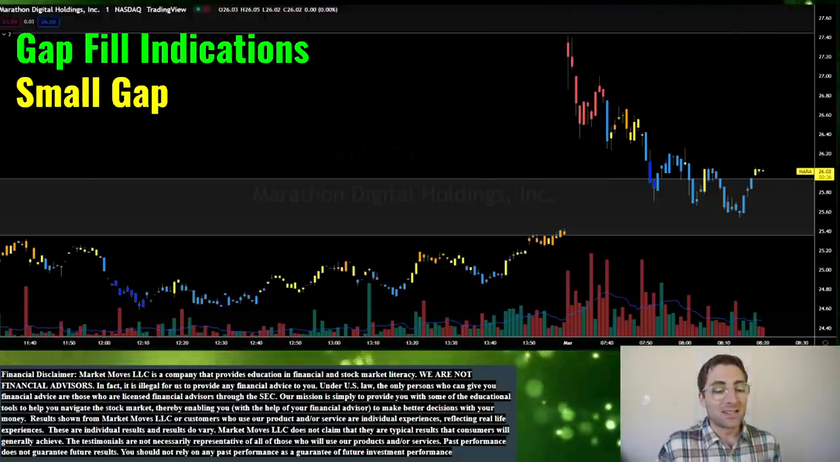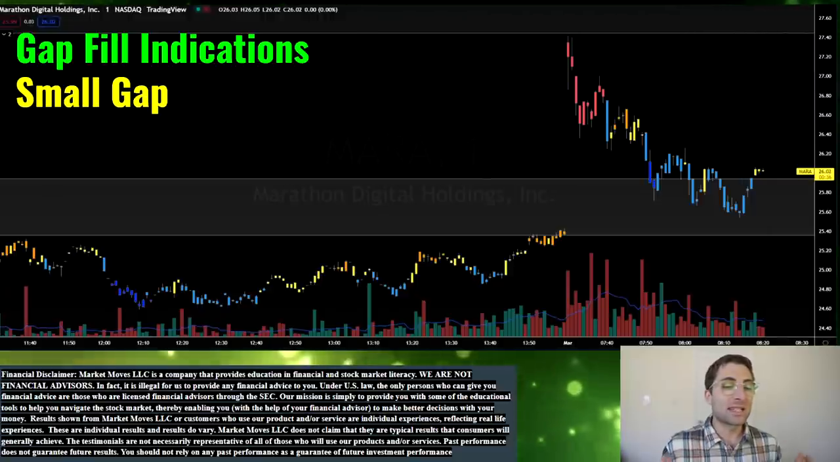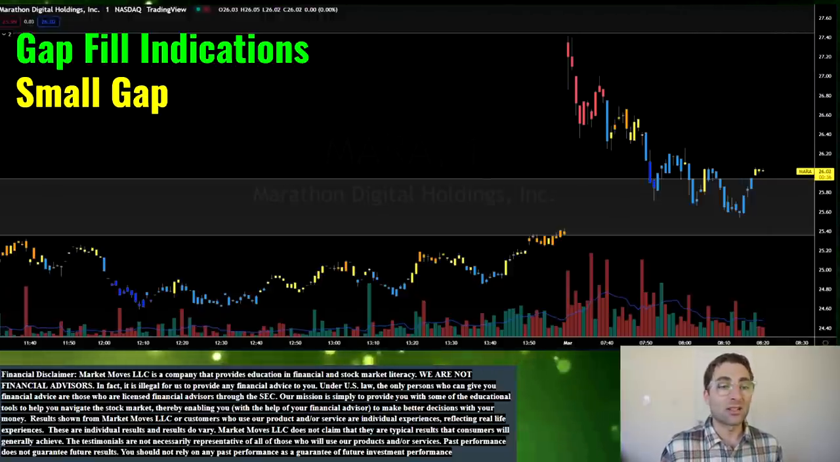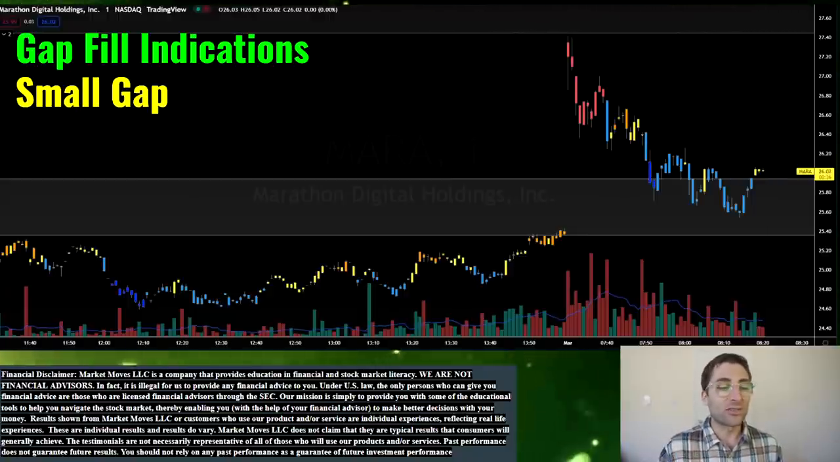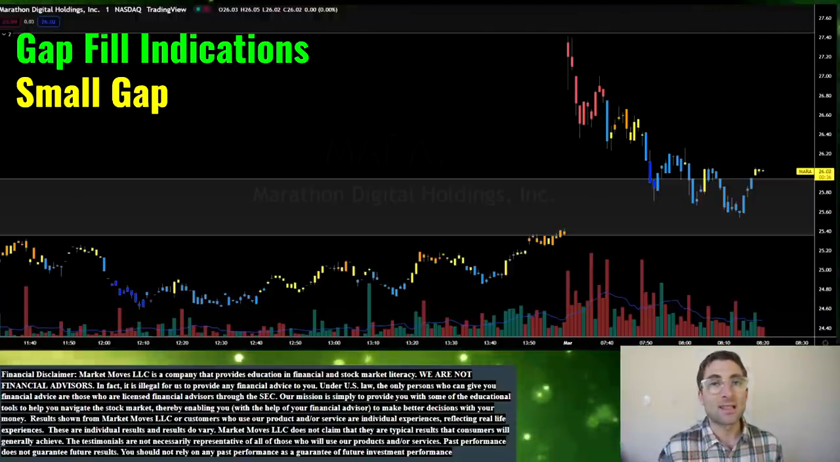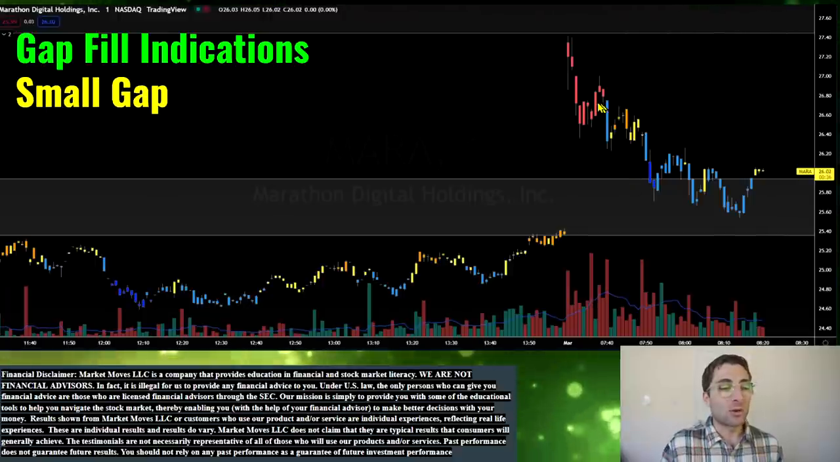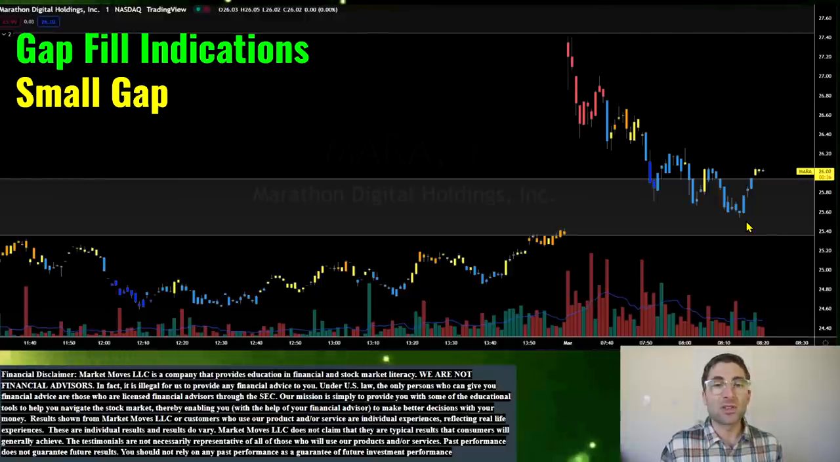And the other thing is small gaps. So if you have a tiny gap, less than 50 cents, a dollar, maybe even $1.50, those gaps get filled all the time, and sometimes they get filled instantly in the first 30 minutes. So the smaller the gap, the higher likelihood chance of it getting filled. And this is what we see on Mara. So this thing only gapped up $2. Seems like a lot, but that $2 pretty much got filled in the first 30 minutes.